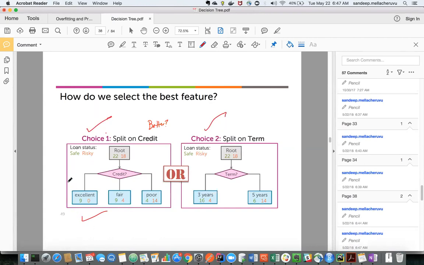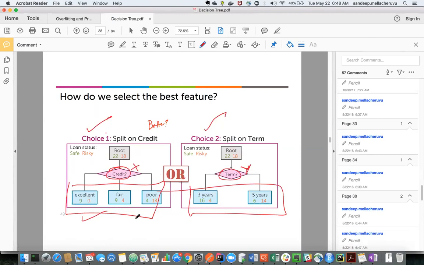No, I'm asking you to look at these numbers, not the variable. I can call the variables X and Y. I don't know what they mean. Now tell me the answer. I don't know what this X is or this Y is. It may be credit, it may be term, whatever it is. After splitting, I get these kind of numbers on each of these.